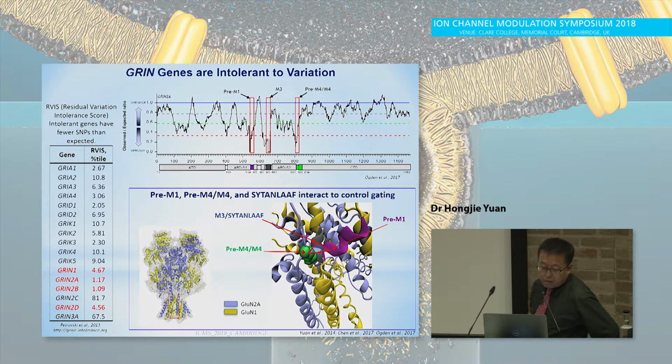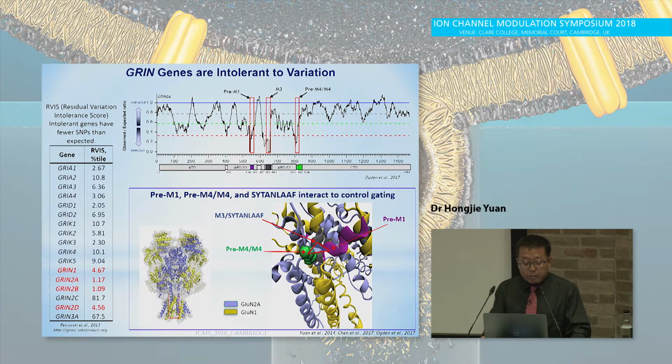Dr. Slavé Petrovski, our collaborator from Australia, used this RVIS, residual variation intolerance score, to evaluate the genetic variation in the healthy population from the ExAC database. We can see that intolerant genes have fewer observed SNPs than the expected ones. From this table, we can see most of the GRIN genes are intolerant to genetic variation. In individual genes, we can see different domains have different degrees of intolerance. For example, in this GRIN2A gene, we can see these 3 regions, pre-M1, M3, and pre-M4, are the most intolerant, reflected here by this smaller proportion of observed missense mutations compared to the expected ones.